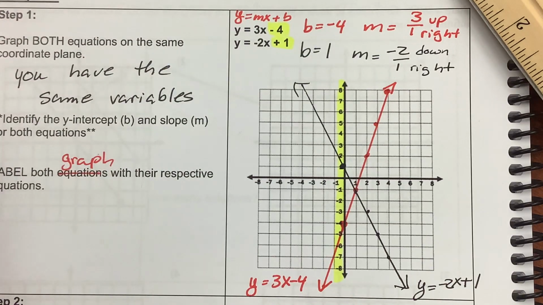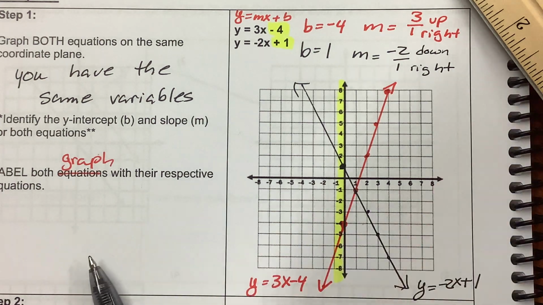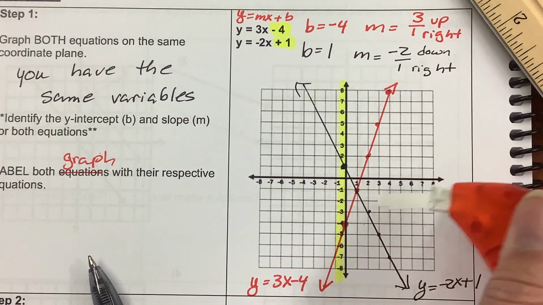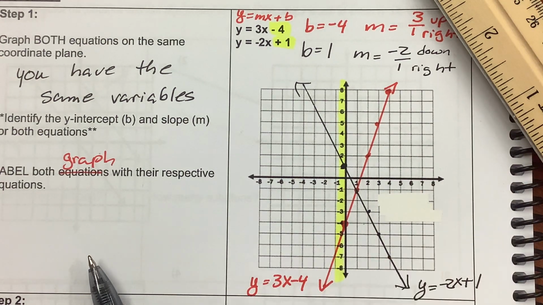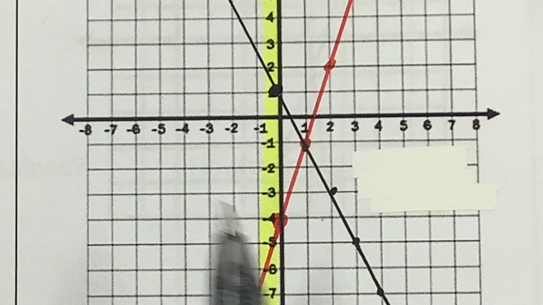And now the important part. Where do they cross? Well, they cross at this point here. But how do I label that? Well, first I'm going to white this part out, so when I write the answer, it's easy to see. But let's make this nice and big so you can see what I'm talking about.